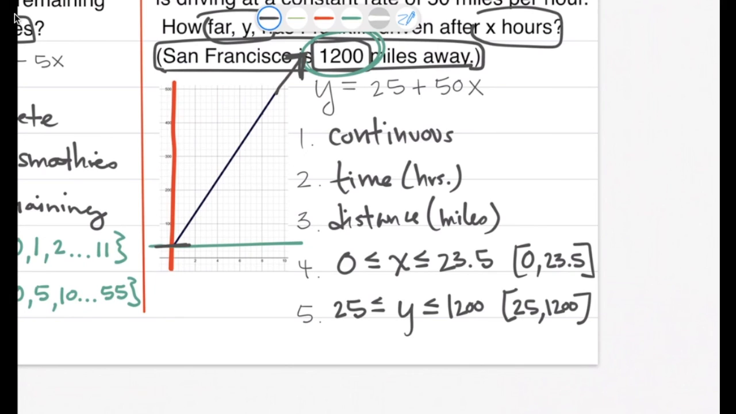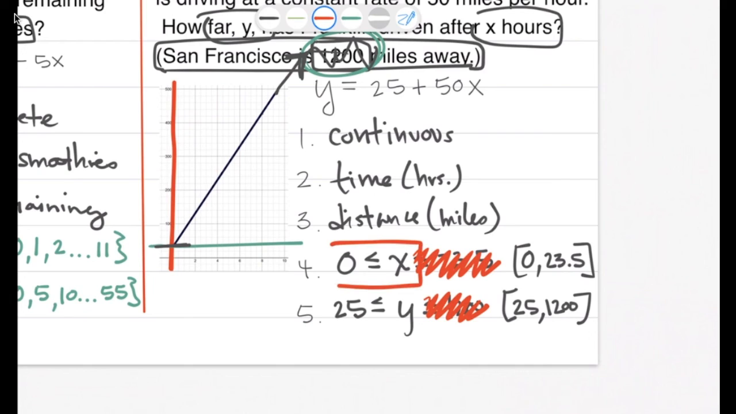Now, I just want to talk about this really fast. If theoretically Franklin is going to continue driving past San Francisco and he's going to drive forever, and those scenarios happen where there's no end to it, I want to talk about how that would change your domain and range. What it would do is just take off this end part for the domain and the range.